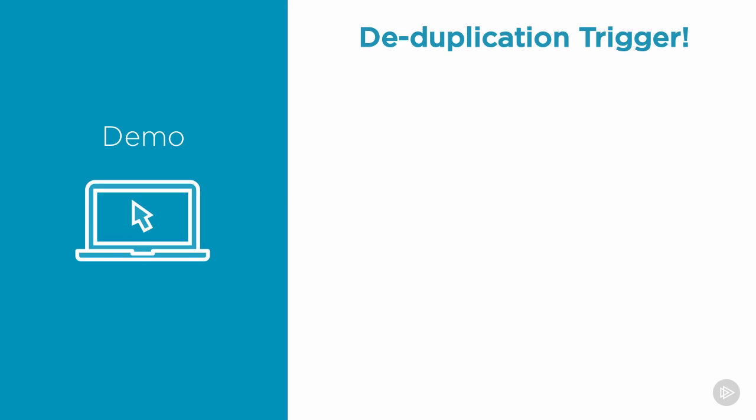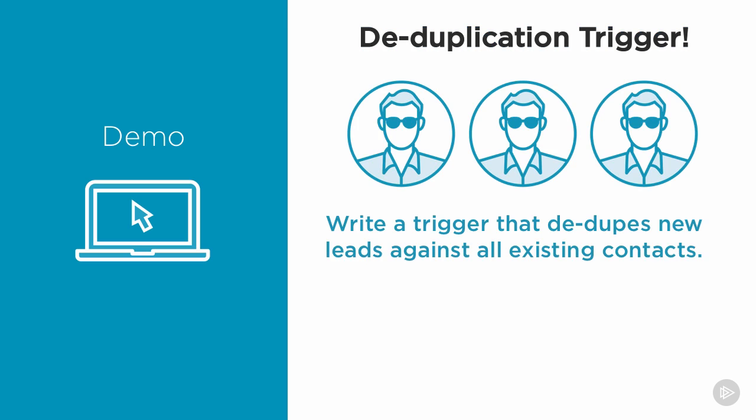We're going to write a real deduping trigger, one of the most useful and common triggers you'll see. When a new lead is created, we'll check to see if it's a dupe by searching our existing contacts. We'll know it's a dupe if the lead has the exact same email address as another contact.